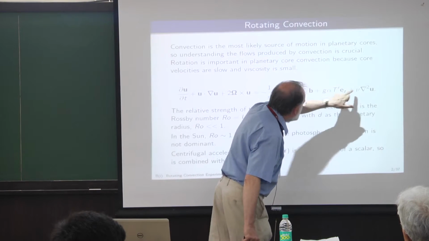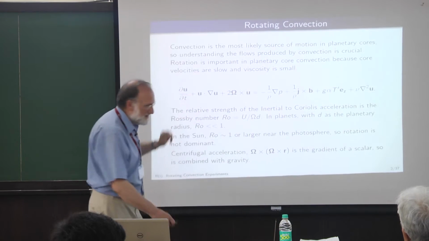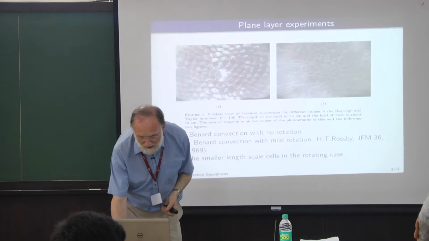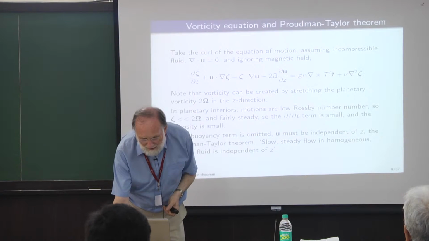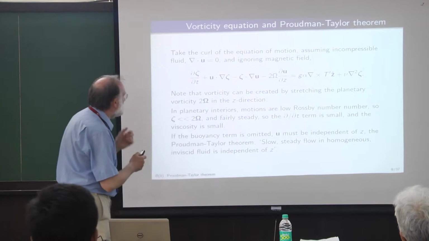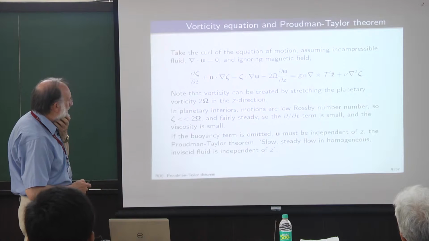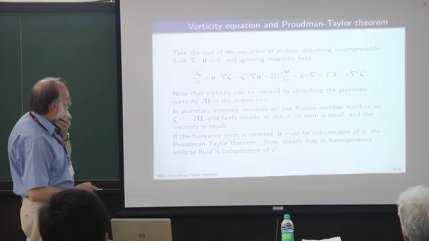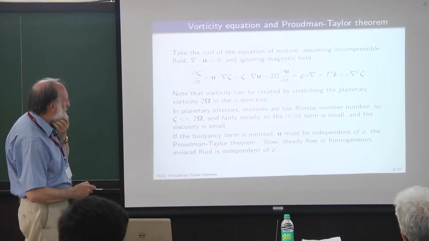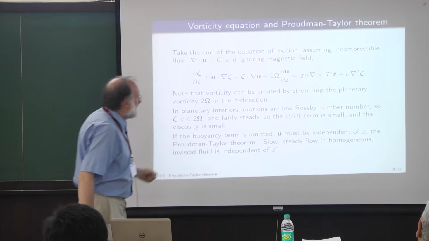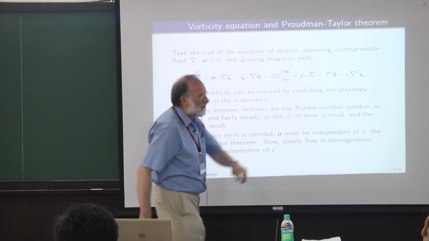So I get left with these terms, and this produces this, where zeta is the vorticity. So that's the vorticity equation. And that's the vortex stretching term, which is very important. That comes from the curl of omega cross u.